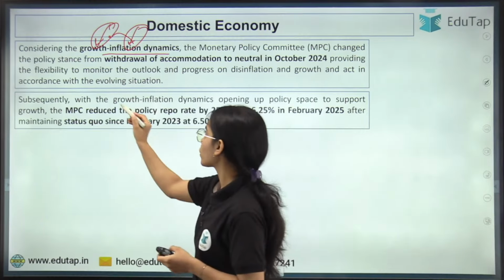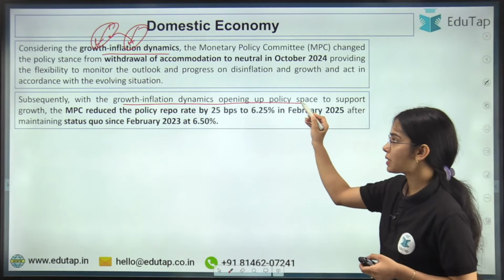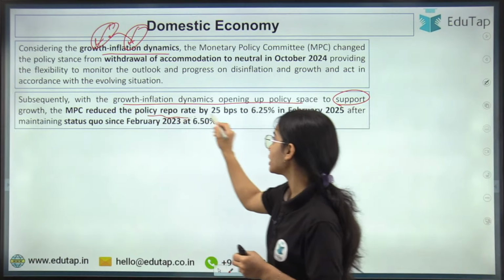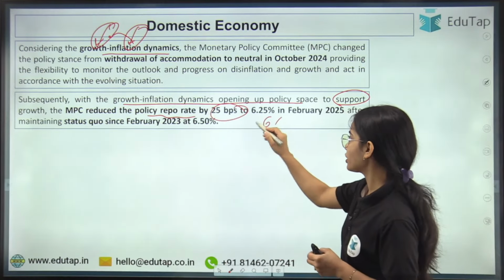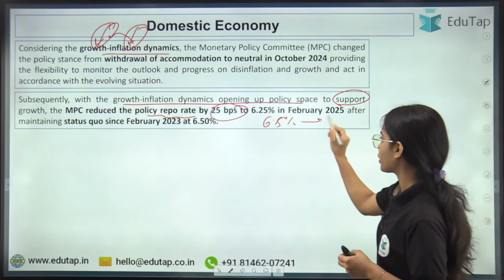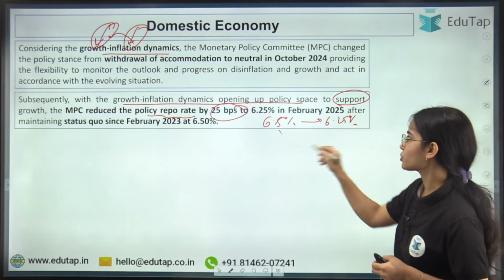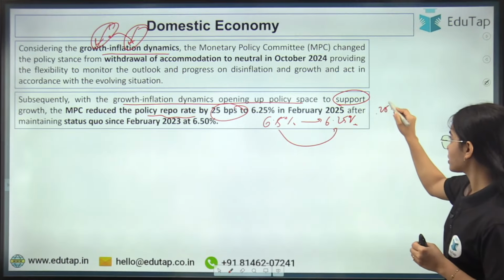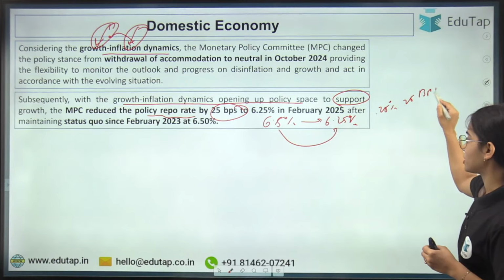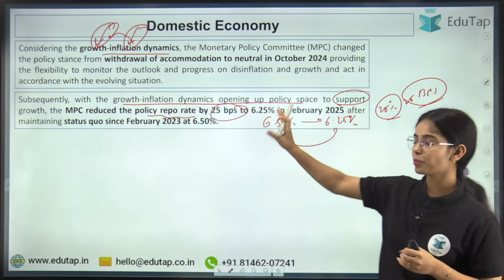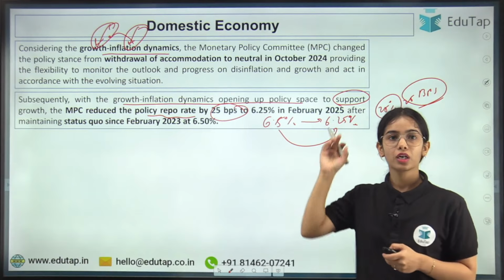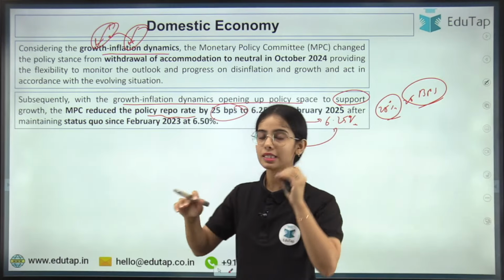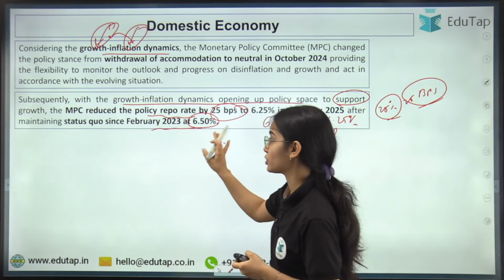So subsequently, with the growth inflation dynamics opening up the policy space to support the growth, the Monetary Policy Committee reduced the policy repo rate by 25 basis points from 6.5% to 6.25%. So repo rate was decreased from 6.5% to 6.25%, that is by 0.25%, that is by 25 basis points. Okay. So the repo rate was decreased in February 2025 after maintaining the same repo rate since February 2023 at 6.50%.